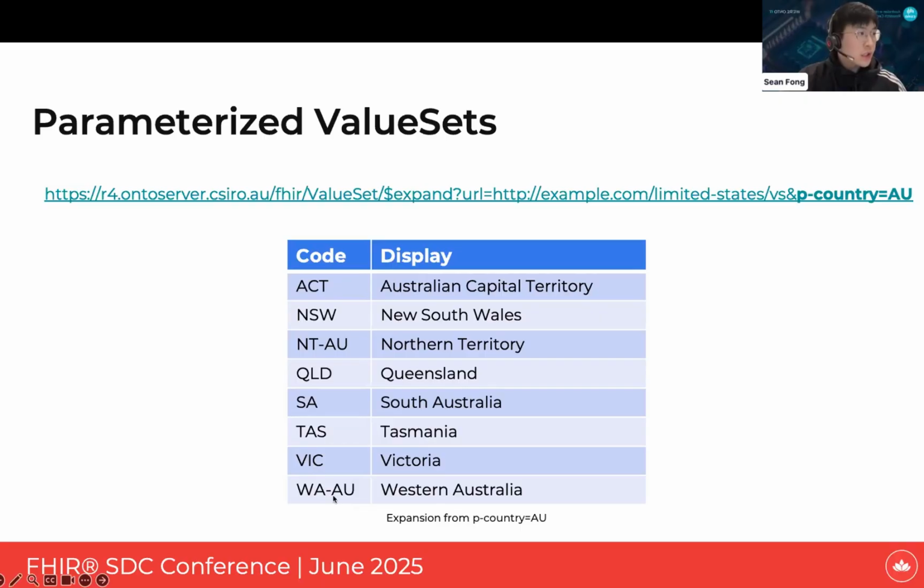There's also another clash here with WA. So we have Western Australia, and it clashes with Washington State in the US.